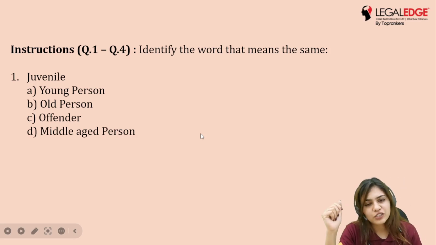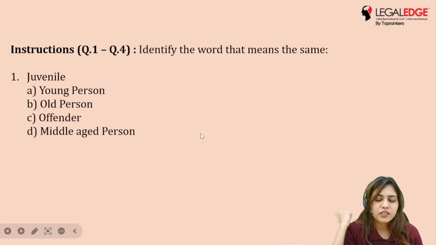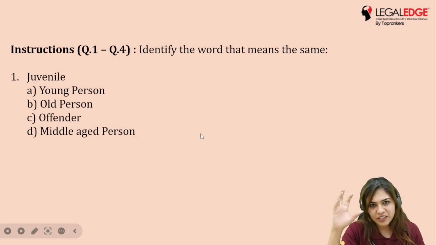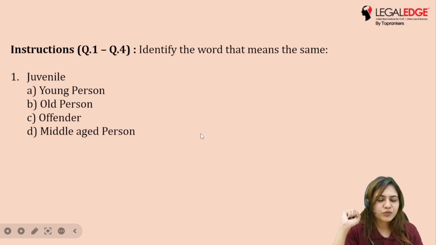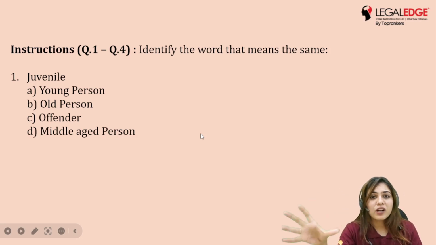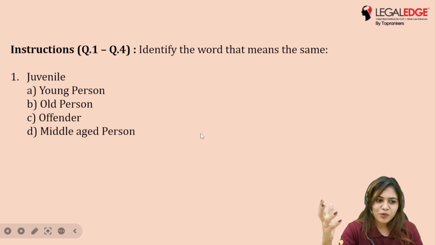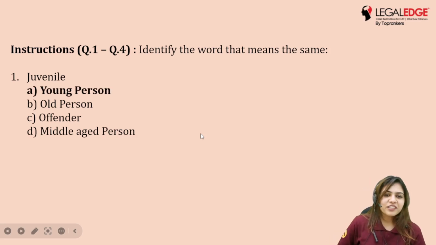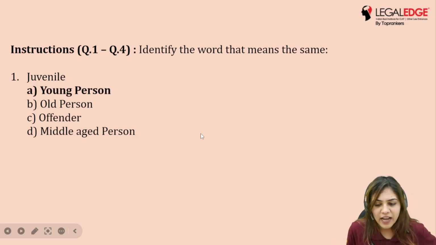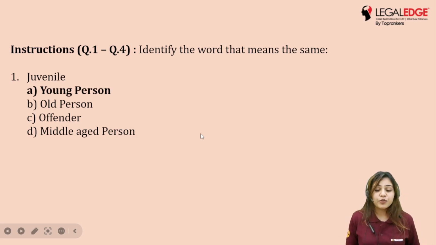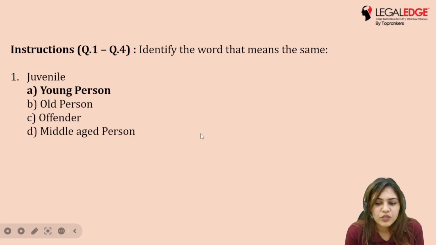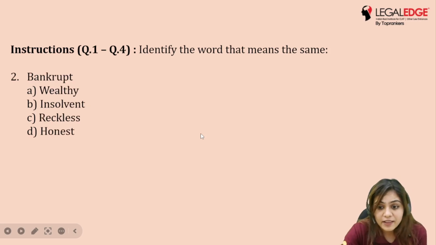So the word here is juvenile, and you guys must have heard this word through juvenile delinquents. Juvie is a part of a prison, and juvies live in it. Juvies means people who are under age. So I hope you guys have got your answer. The answer is young person. They are known as juveniles, and obviously it's not an older person or offender, not even a middle-aged person. So a young person is known as a juvenile.